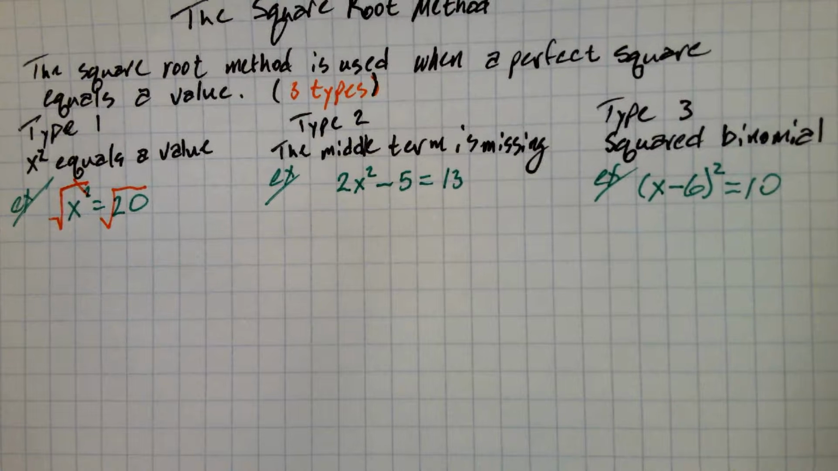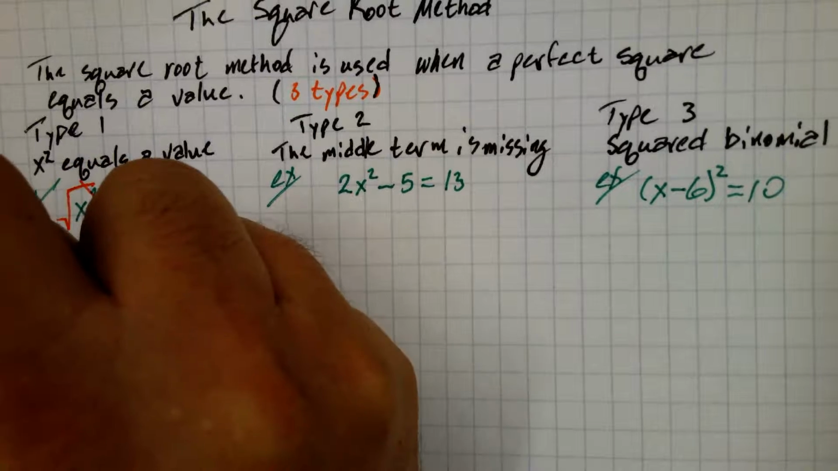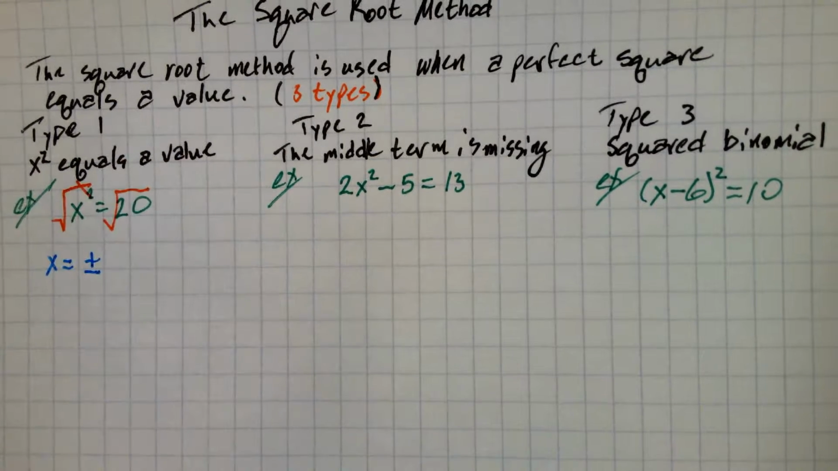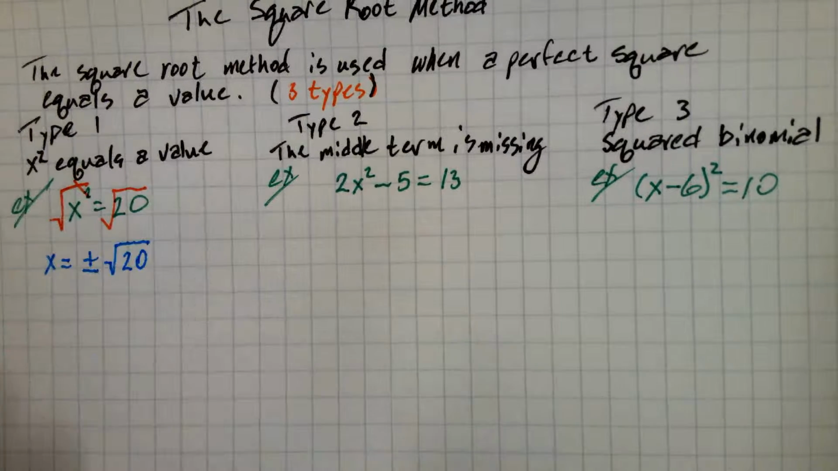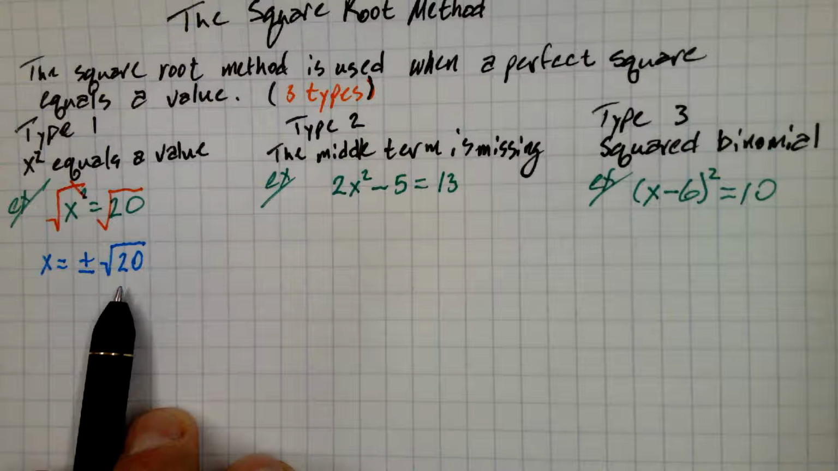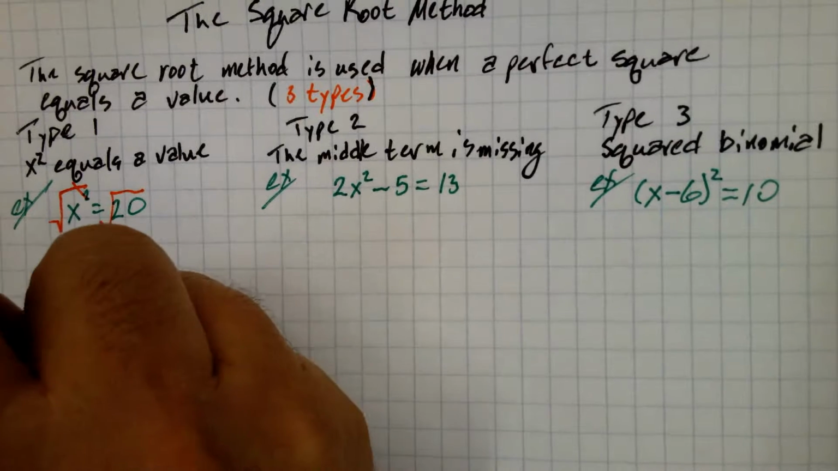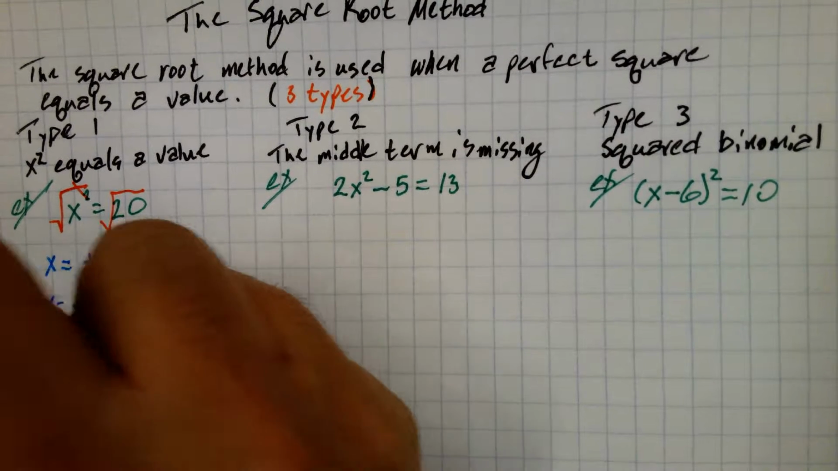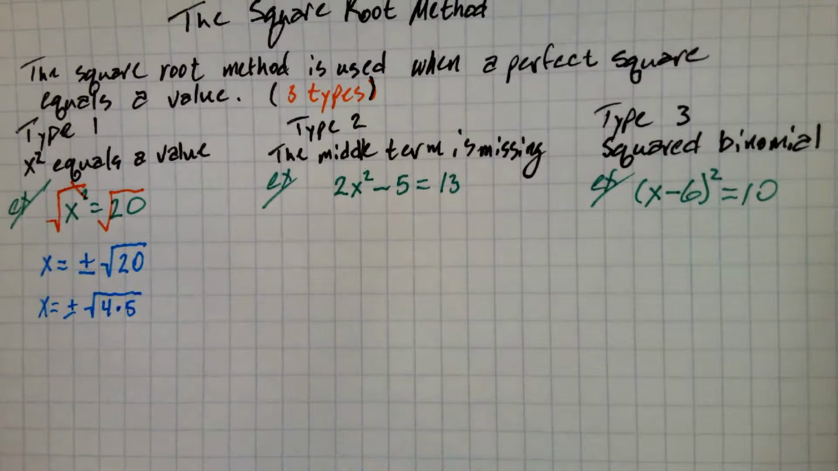So the answers are going to be x equals, we'll do it the shortcut way, plus and minus the square root of 20. However, based on what we learned Friday, every time we write an answer with a square root, we got to look out to see if we can simplify it. Can I simplify 20? 4 and 5, right? So this is x equals plus or minus square root of 4 times 5, right? Because that's what 20 is.